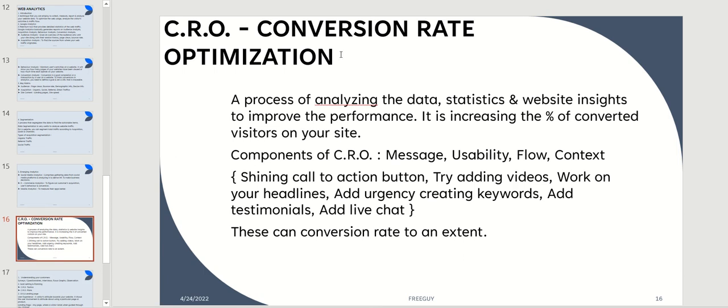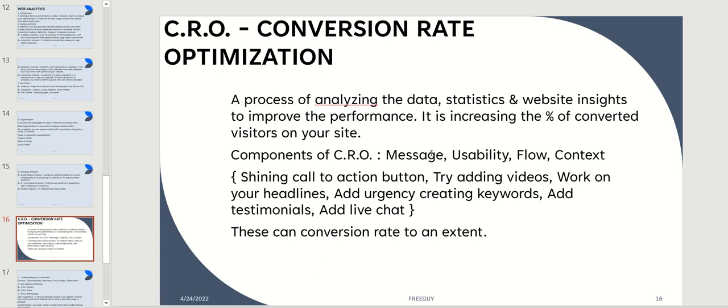And the next one is conversion rate optimization. It is a process of analyzing the data, statistics, and website insights to improve performance. It is increasing the percentage of converted visitors on your website. The components of conversion rate optimization are message, usability, flow, and context.